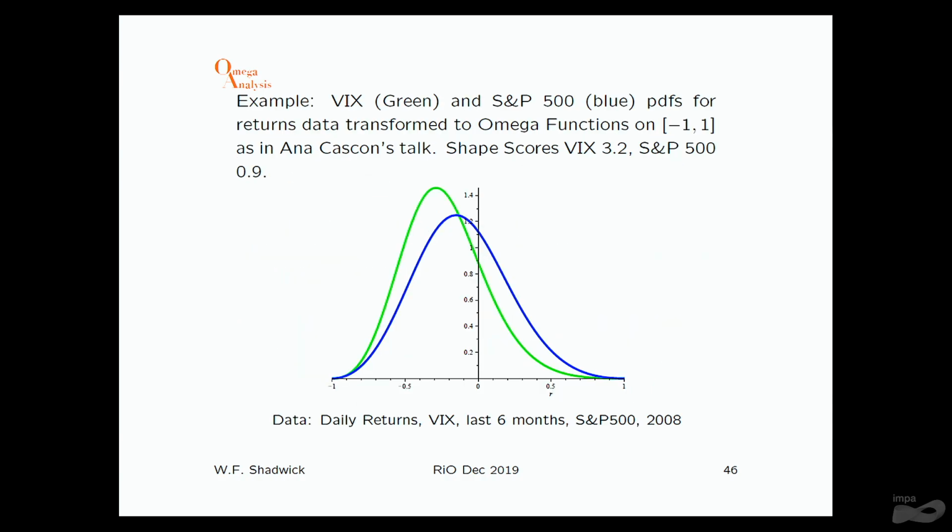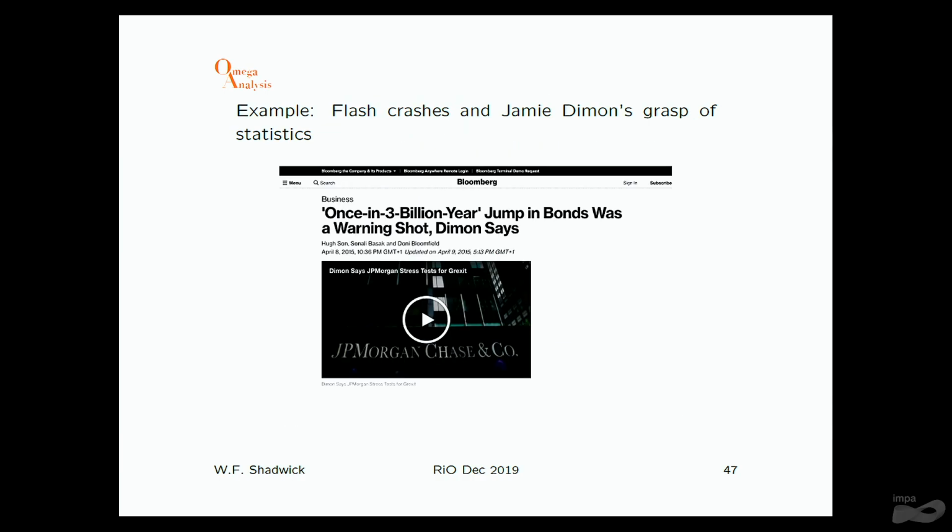Oh, by the way, this is a slide that George asked Anna for yesterday. This is the VIX, the PDF corresponding to that distribution shifted to 0, 1, minus 1, 1. And the S&P back in 2008.